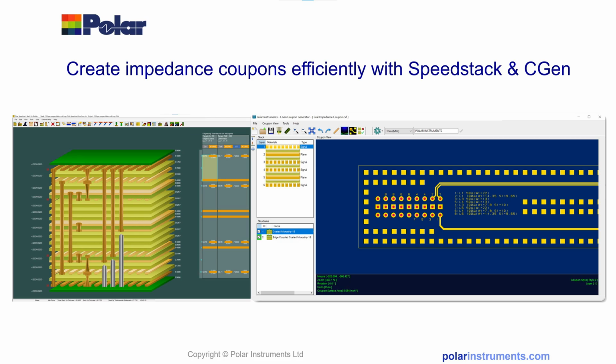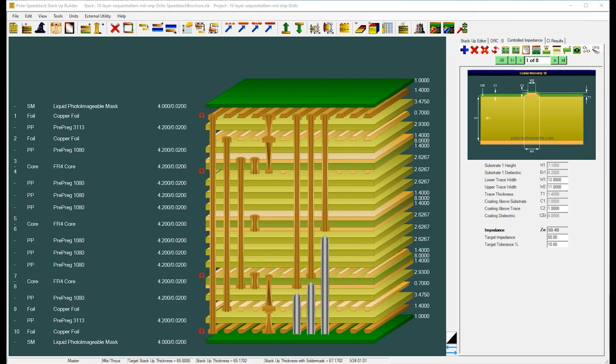This video will show you how to use the Polar Speedstack Stackup Builder in conjunction with CGen coupon generator to generate controlled impedance coupons. You will notice that inside the Speedstack Stackup Builder we have a 10-layer stackup, and looking on the right hand side of the screen we can review the controlled impedance structures that have been added to this stack.